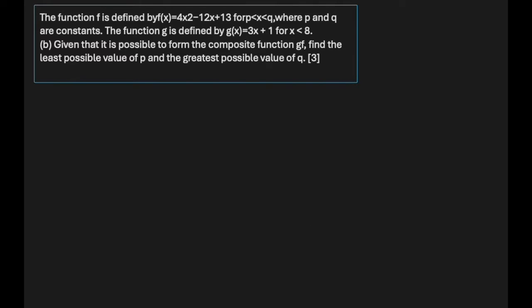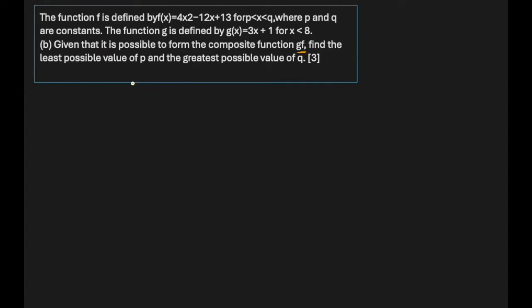Alright, so that's the function where x is between p and q, they are constants. The function g is defined by gx, okay, for x less than 8. Given that it is possible to form a composite function gf, find the least possible value of p and the greatest value of q.